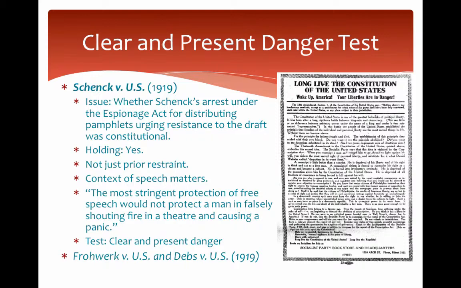That brings us to the clear and present danger test. This is a case, Schenck versus U.S., that happened in 1919, and the issue is whether a young Mr. Schenck could be arrested under the Espionage Act for distributing a pamphlet, which you see to the side here, encouraging resistance for those who were drafted. And the question was whether he could be arrested and charged with this, given our First Amendment freedoms. And the court said yes.